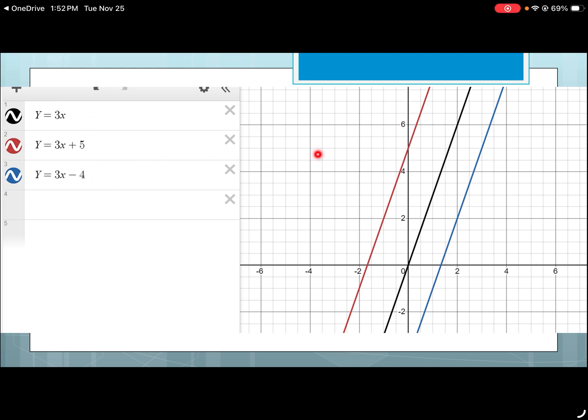The differences are their y-intercepts. What's important about this, though, is if we just look at the black line, we can see that the red line is exactly the same. It's just been shifted up 5 spaces, and every single point has been shifted up 5 spaces, right? If we look at the blue line, every single point on the black line has been shifted down 4 spaces. And so we can see that whatever the plus or minus is here is just effectively shifting the exact line up or down.